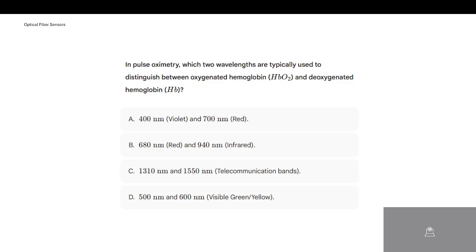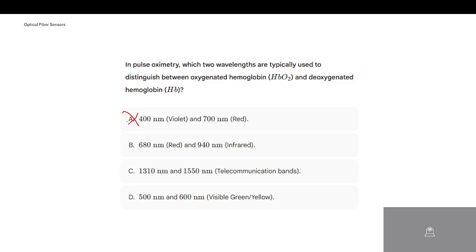In pulse oximetry, which two wavelengths are typically used to distinguish between oxygenated hemoglobin HbO2 and deoxygenated hemoglobin? So there we discussed already the red and infrared we use to distinguish between oxygenated and deoxygenated.